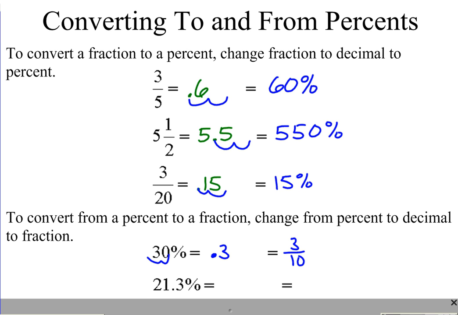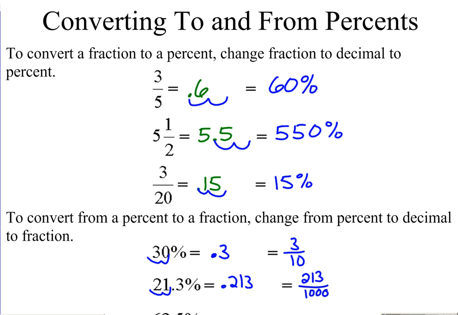21.3%. Decimal point gets moved 2 spots to the left. So we have 0.213. Change that to a fraction, 0.213. Put that in your calculator. Use your change to fraction key, 213 over 1,000.